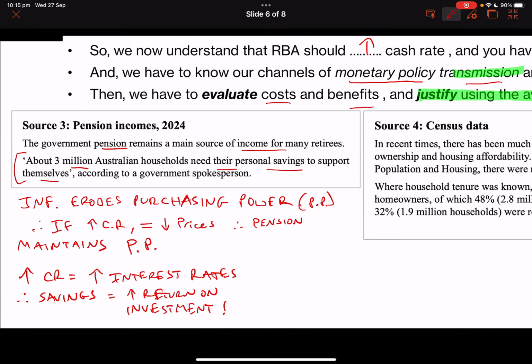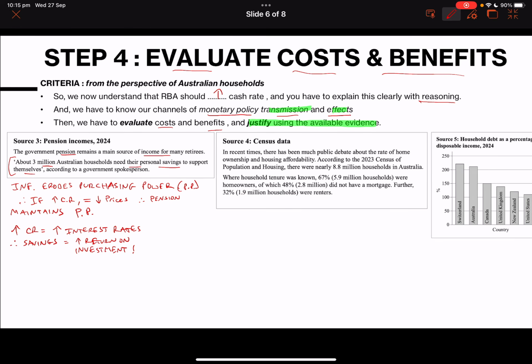Pensioners, people on savings, people with money in savings accounts, they love it when interest rates go up. They love it because they're getting more money on their savings. That's the savings channel in the transmission of monetary policy. This is where you've got to know your stuff. So we're going to raise the cash rate. Go back to my words up here. We're going to raise the cash rate.